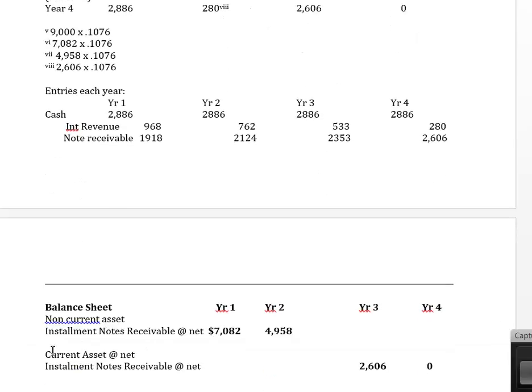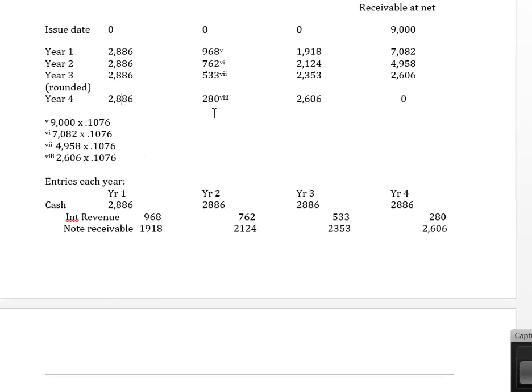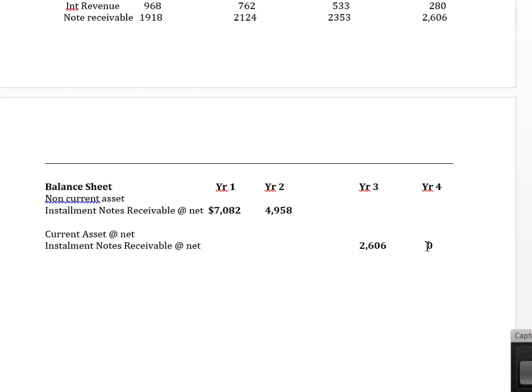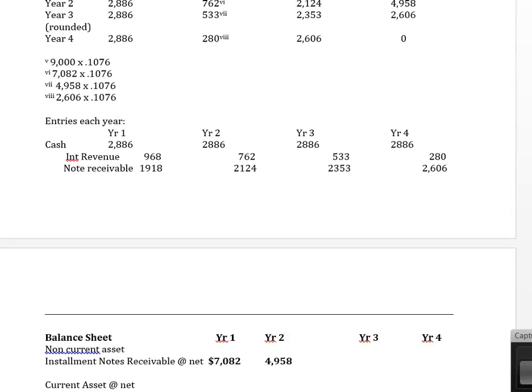So we're going to have it now as a current asset at net of 2606, and with our final payment of 2886, it's repaying the note principal that's left, so you have nothing left. So here we would show nothing in the note receivable. So in essence, we wouldn't have anything in the current asset section for the note, because that would be fully paid back with our last payment of 2886. So this concludes our discussion on installment notes receivable.